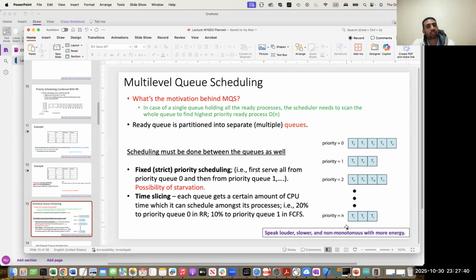So the good thing is that I don't need to scan the whole long list, because I am breaking a longer list into multiple smaller lists, and each list has processes or threads with the same priority level. Am I clear on this? Any question? Like what is the motivation behind having multi-level queue scheduling?